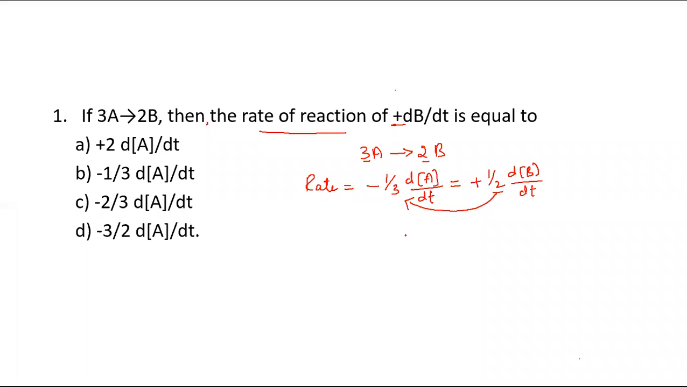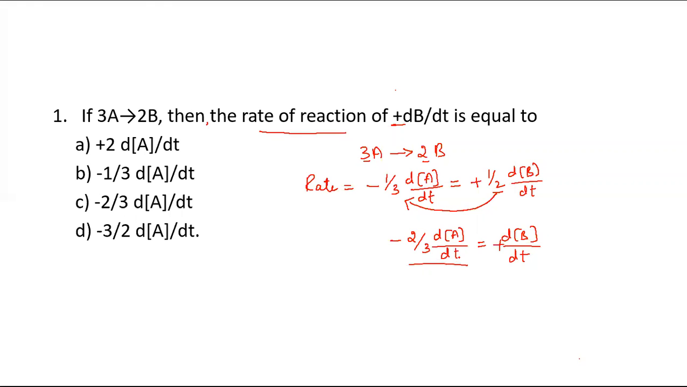Then what will we get? 1 by 3, minus 1 by 3 stays as it is. If 2 goes to this side, it becomes 2 by 1. Therefore, minus 2 by 3 dA by dt is equal to dB by dt. Correct? So what is our answer? dB by dt should be equal to minus 2 by 3 into dA by dt.